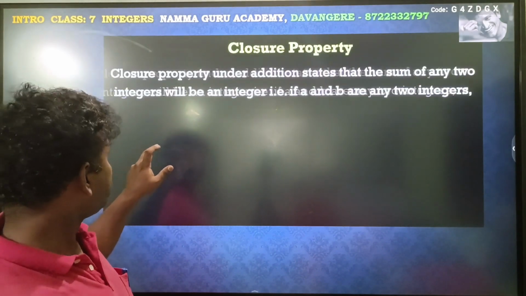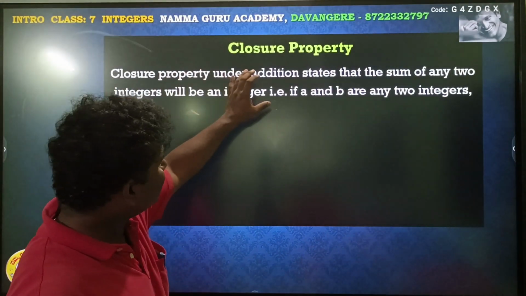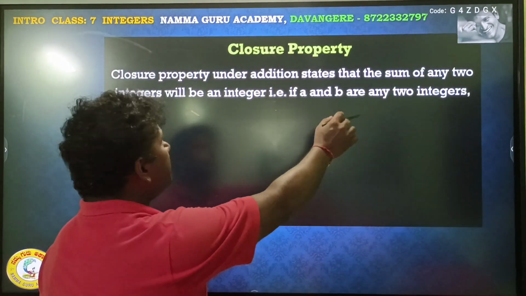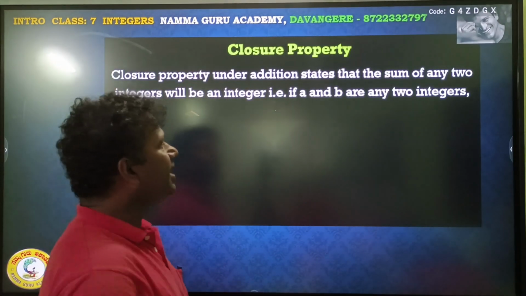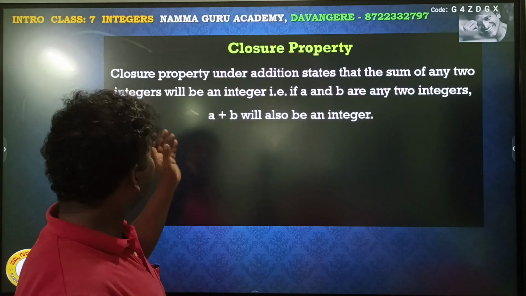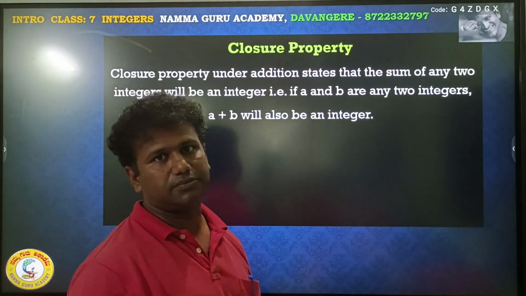What do you mean by closure property? Closure property under addition states that the sum of any two integers will be an integer only. If a and b are two integers, then a plus b will also be an integer.